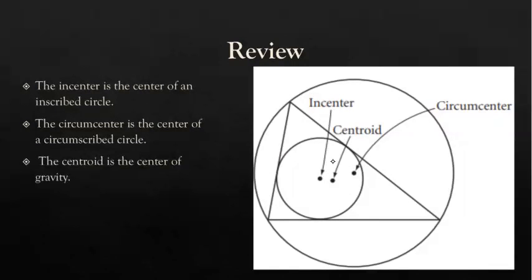And then the centroid of our triangle is going to be the center of gravity for the triangle. I think the center of gravity for those circles are going to be the center of the circles. Remember that this is the end of chapter 3, and you should make sure that you have reviewed and tested your knowledge before you move on to chapter 4.